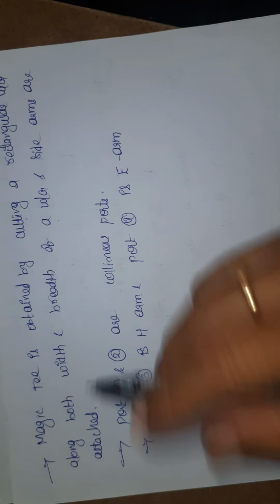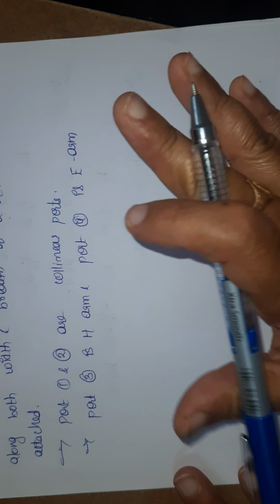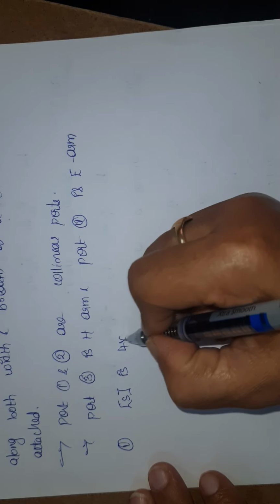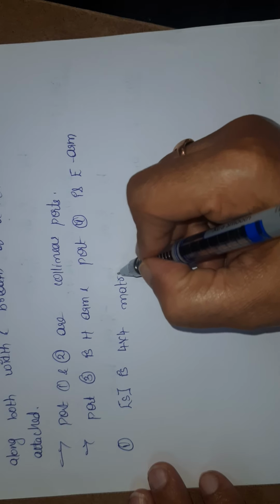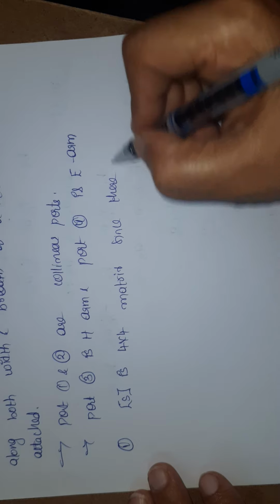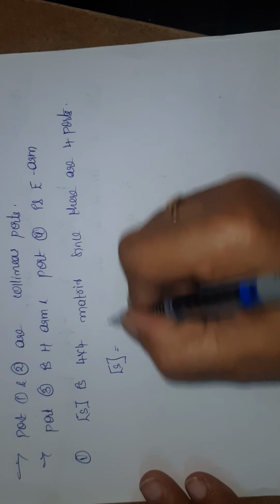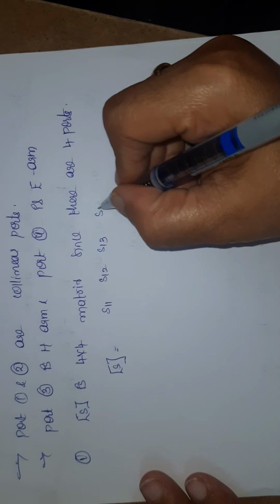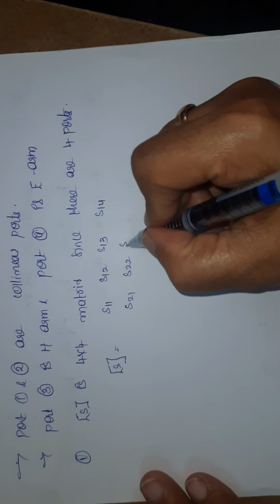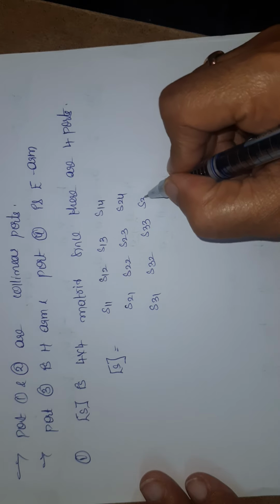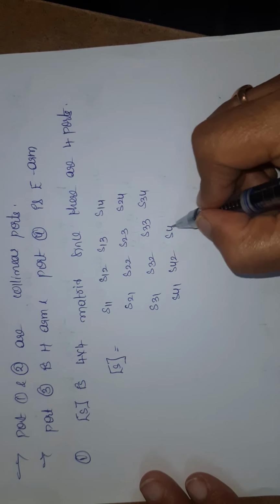Here, the same procedure we have to follow to find the scattering matrix for the magic tee. First, the scattering matrix S is a 4 by 4 matrix, since there are 4 ports. The scattering matrix can be written as S11, S12, S13, S14, S21, S22, S23, S24, S31, S32, S33, S34, S41, S42, S43, S44.